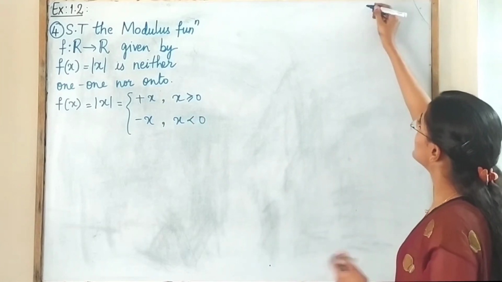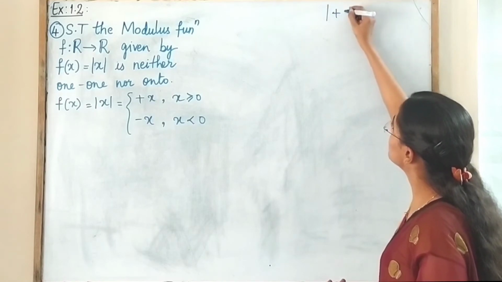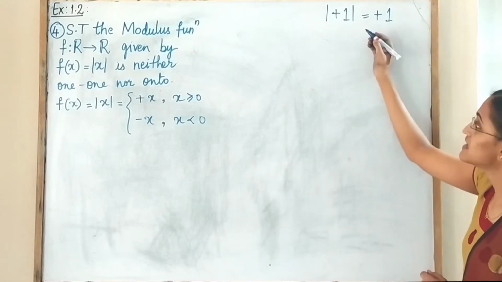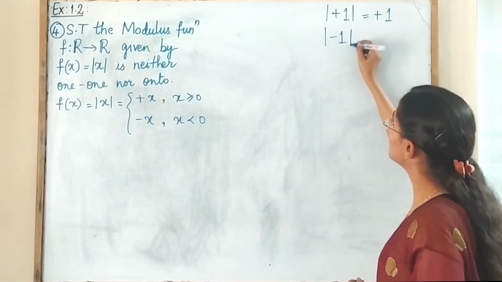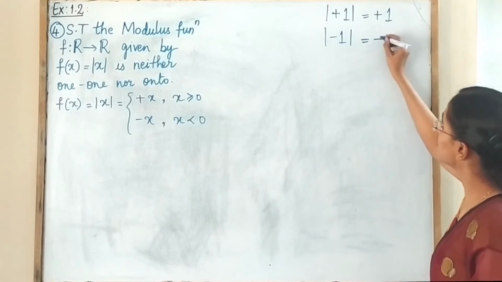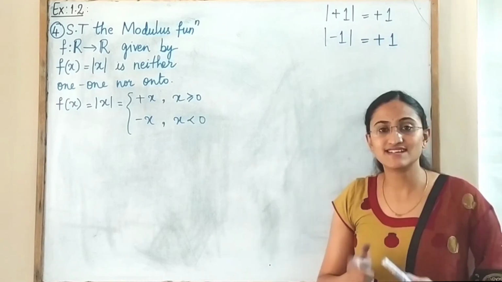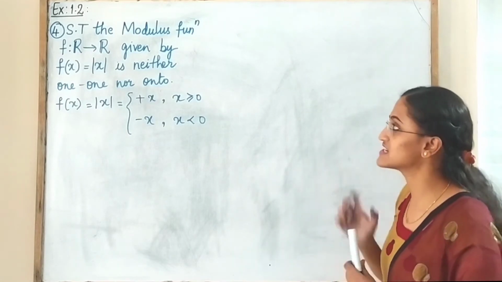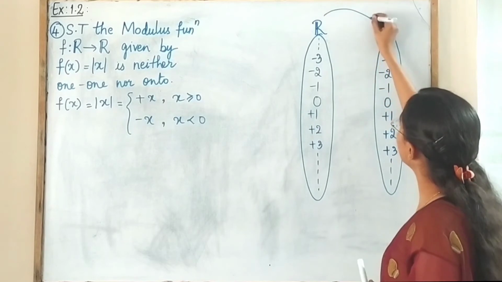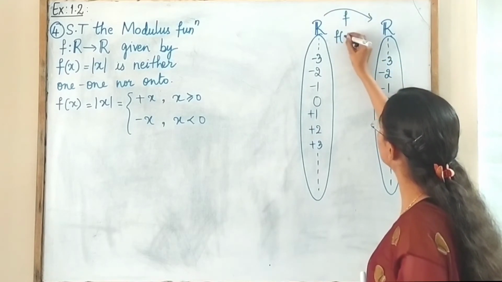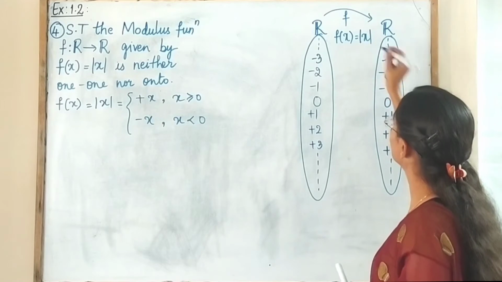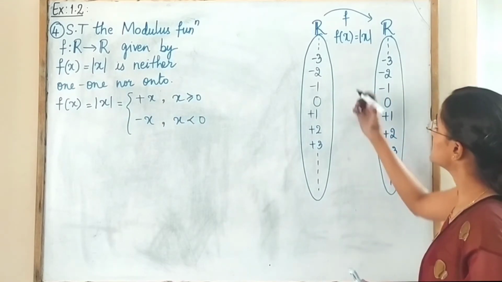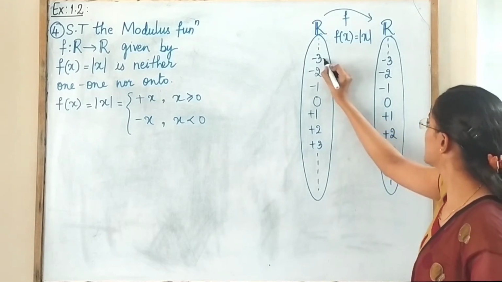Coming to the practical examples, if you are having a positive number inside the modulus function, you will retain the value as it is. If you are having any negative number inside the modulus, you will again retain the positive value itself. This is the concept of the modulus function. If I am drawing the arrow diagram for the given function, the function f is defined as f of x is equal to modulus of x. Now going on relating the elements, you can check that modulus of minus 3 gives us plus 3.